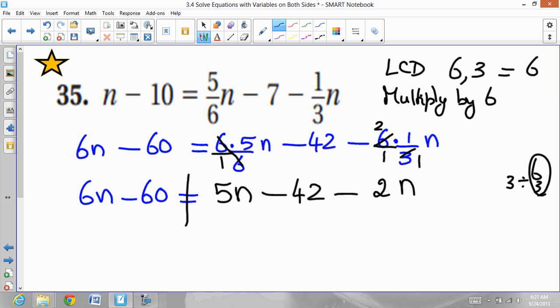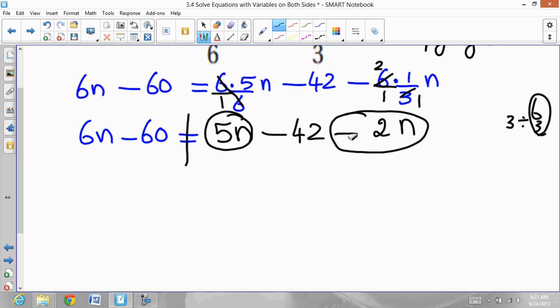Now, coming to look on the right side of the equation. On the right side, I have 5n and I have negative 2n. They cannot be in two different places. They all have to be collected together because I need to solve for n, and I can't do it if they are spread apart. So I'm looking on one side, so 5n I'm combining with negative 2n to give you 3n minus 42.